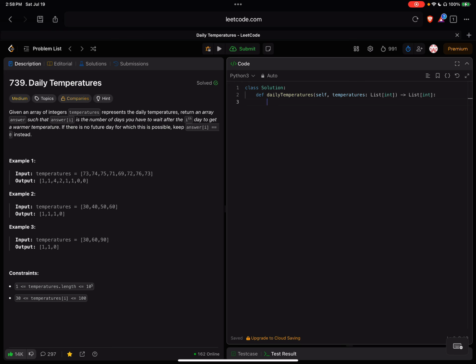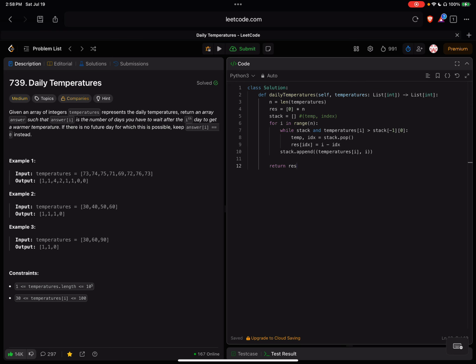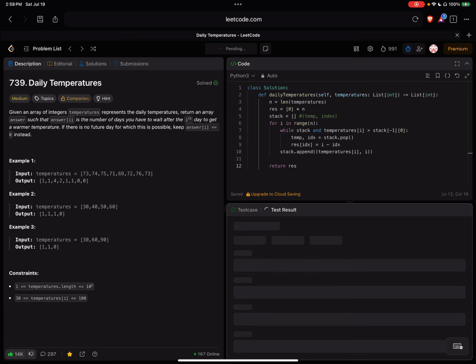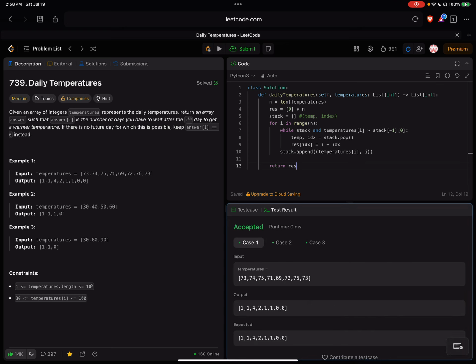Let us go back to the LeetCode dashboard and we'll try to submit this. I've already submitted the solution, so I'll just copy and paste my code and run it. And as you can see, the solution has been accepted and the test cases have passed. So yeah, that was all there was to this problem.